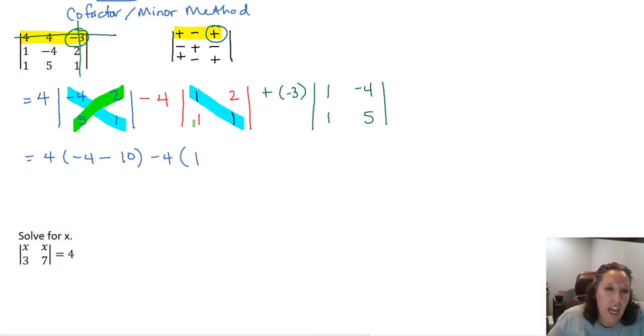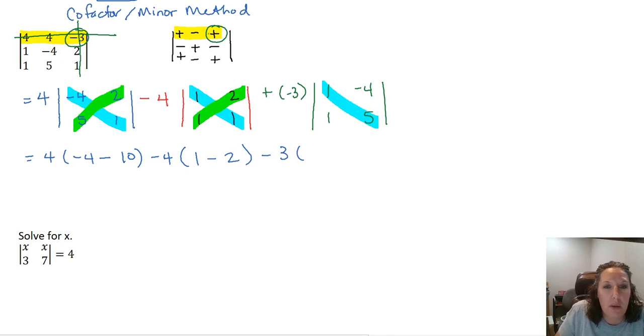And then the off diagonal is going to be 1 times 2, so minus 2. Plus a negative 3 is going to be the same thing as minus 3 times our main diagonal, which is 1 times 5. And then we're going to subtract 1 times negative 4.